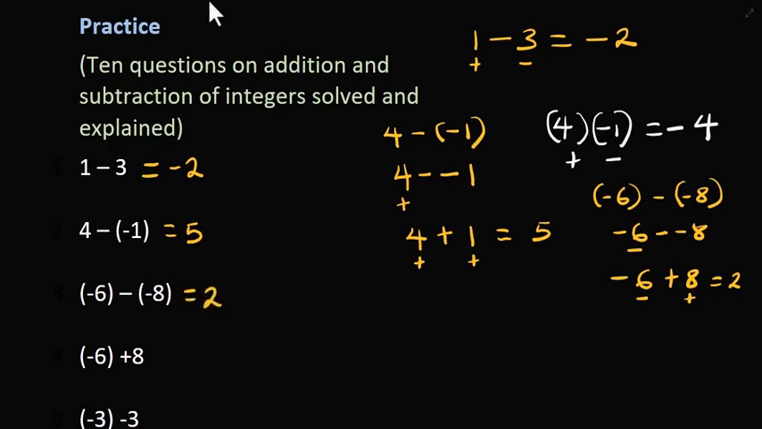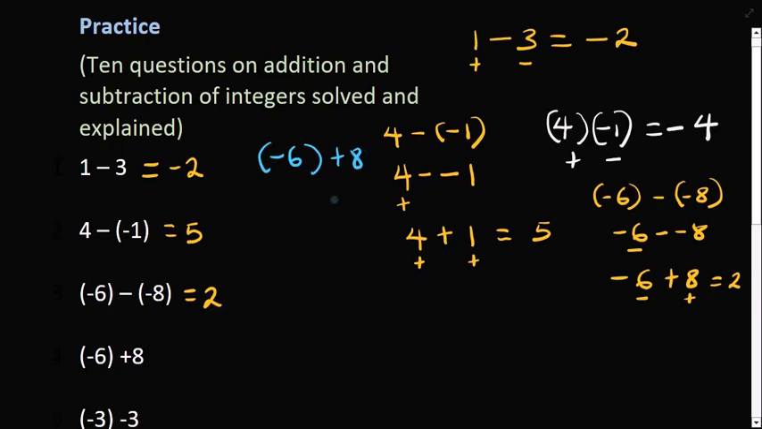The next question says bracket minus 6 plus 8. Since the numbers are not exactly together, we can just write minus 6 plus 8. The sign of 6 here is negative and the sign of 8 is positive. Since they have different signs, we subtract and keep the sign of the bigger number. We always have to use the bigger number to subtract. 8 minus 6 is 2, and the sign of the bigger number is positive, so we just have 2.